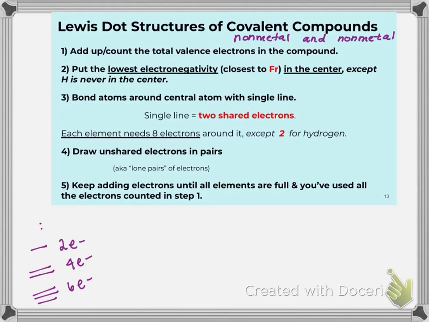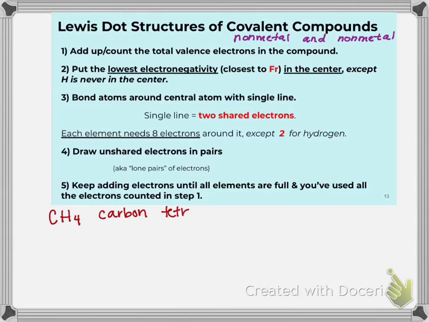So when you receive a compound and you're just like, okay, where do I start? What you have to do first is count up how many valence electrons exist in that structure. So let's say I start with methane. Methane is CH4, okay? The formal name is carbon tetrahydride.